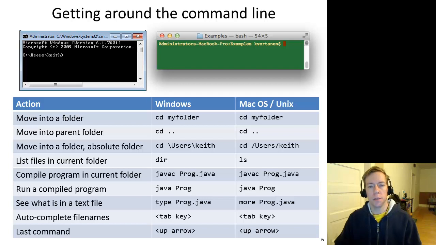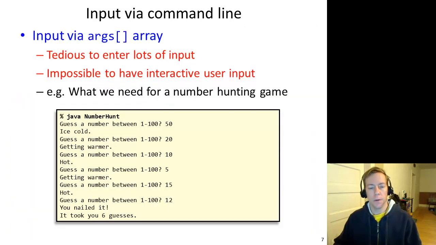So that's the basics. We'll be seeing more of the command line through this lecture, but let's talk a little bit about getting input. Thus far we've just been getting input from the args array that comes into the main method, and this kind of works, but it's kind of tedious. If you have a lot of input, it's going to be difficult to enter all that input on the command line, and it's also problematic because it's impossible to get interactive input. So your program may be a conversation between the program and the person, like for example this number hunt game I'm showing here. The program has assigned a random number between 1 and 100, and it's the human's job to try and guess it, and the computer gives hints about whether you're hot or cold depending on what number you guess. You wouldn't be able to do this just with the command line.